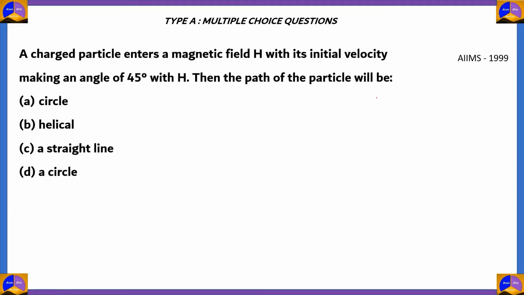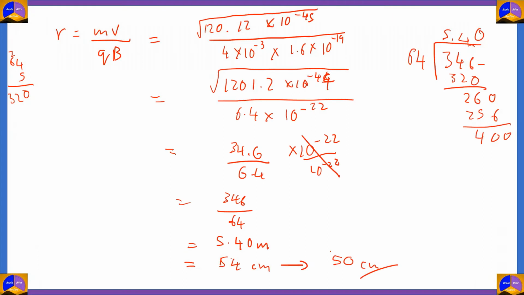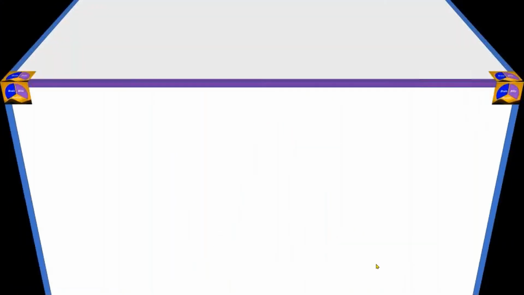Now, let's look at this question. A charged particle enters a magnetic field H, with its initial velocity making an angle of 45 degrees. Then the path of the particle will be. Now, before we move on to this question, this isn't exactly in meters. So we got 5.4 as the value. So when you multiply by 10, you'll get 54, so that is approximately equal to 50 centimeters. That's the answer.